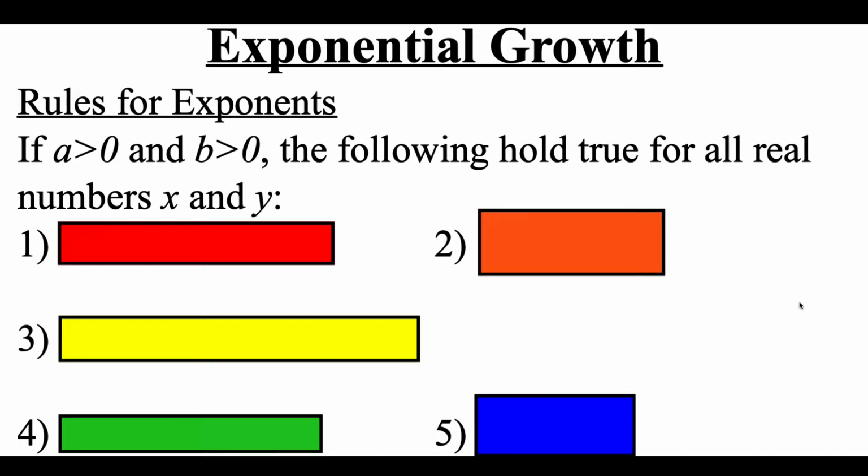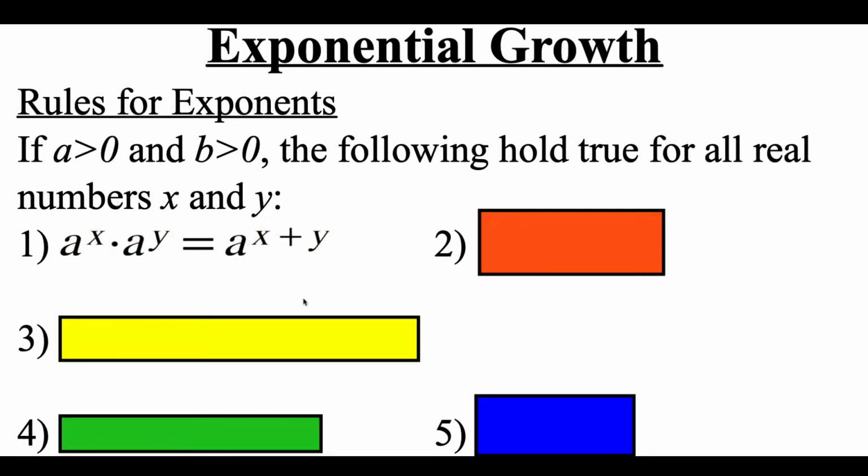Last thing that we're going to talk about are some rules for exponents. For these rules to work, we're going to let a be some number greater than 0, and also b is going to be some number greater than 0. All of these will hold true for all real numbers x and y. So if you've got a raised to the x times a raised to the y, notice that a is the same on both of those, then what we can do with that is add those powers together. So for example, if you had 2 squared times 2 to the 5th power, we can add those powers together to get 2 raised to the 7th power.